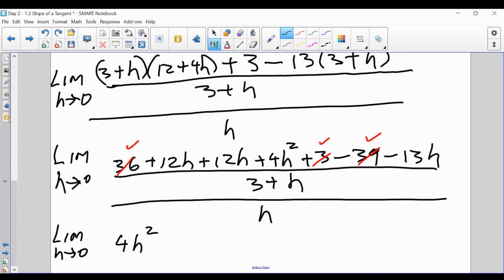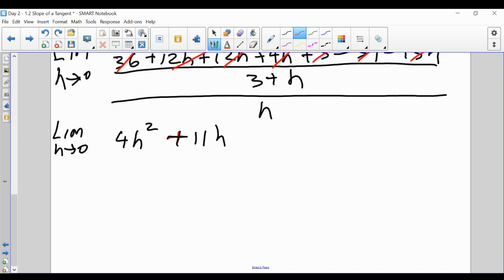right? So that's this guy right here. And then we have, what is that? 12h and 12h and minus 13h. So that's 24 minus 13. I'm going to say that's plus 11h. Oh, sorry. Let's put that back in black. Plus 11h. And that takes out this, and this. And I still have this all over 3 plus h.